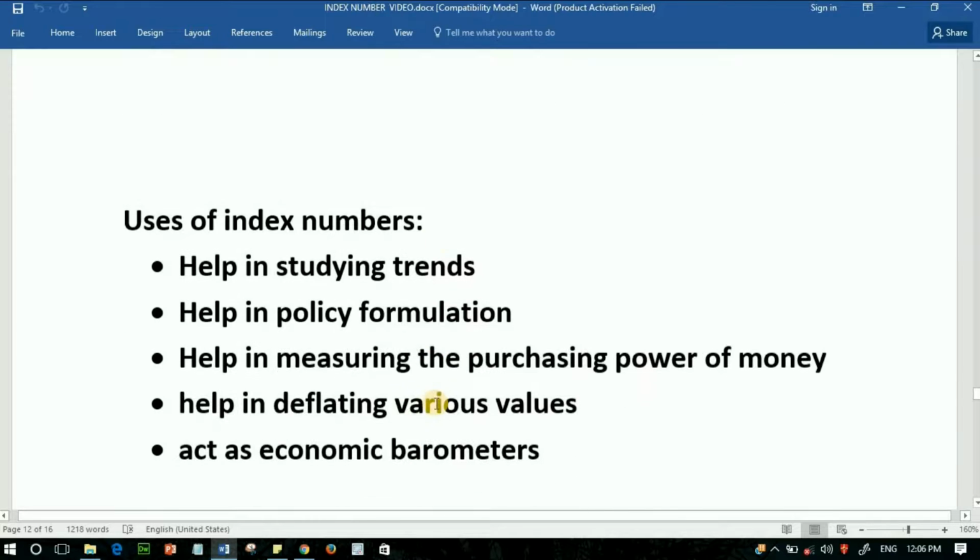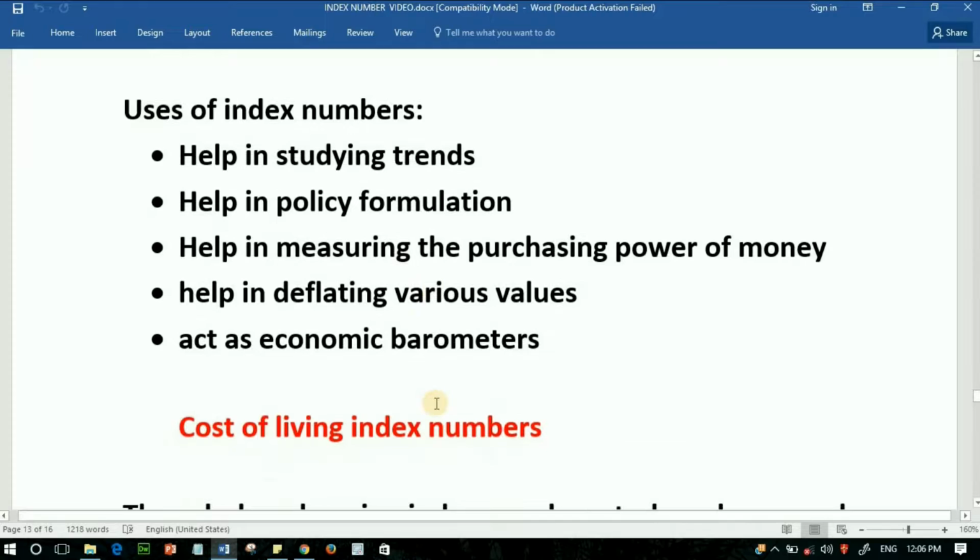Then what are the uses of index numbers? It helps in studying trends. It helps in policy formulation. It helps in measuring the purchasing power of money. It helps in deflating various values. It acts as an economic parameter.